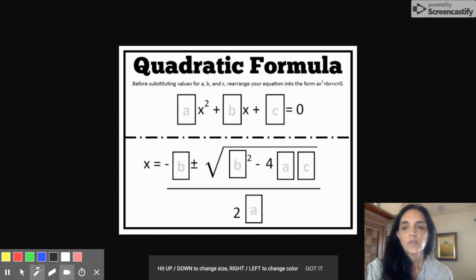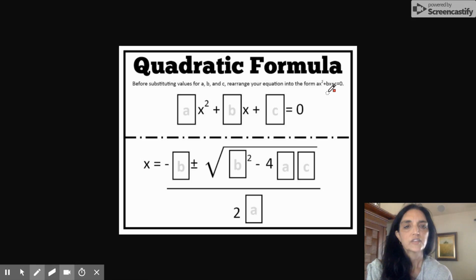Once we already have our equation arranged in the correct order, where we have ax squared plus bx plus c is equal to 0, we'll find our a coefficient and plug it into the corresponding positions in our quadratic formula. So a goes there and there.